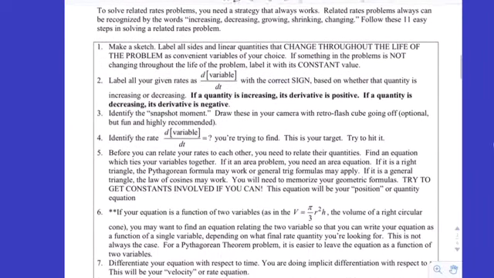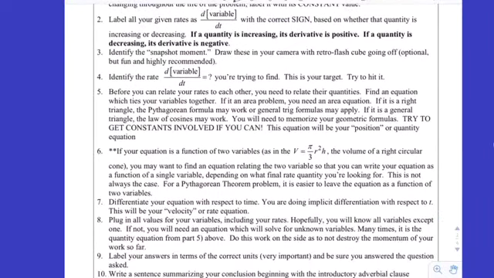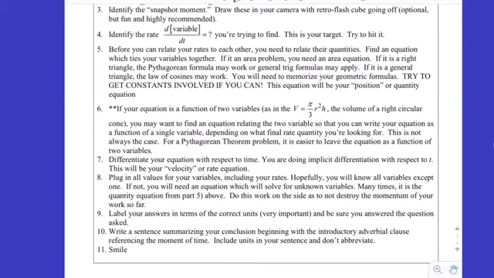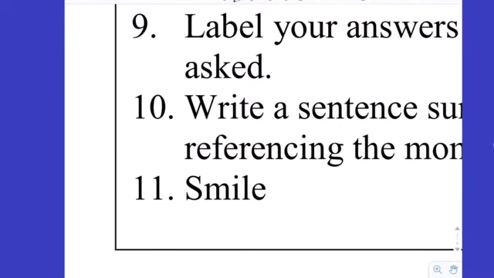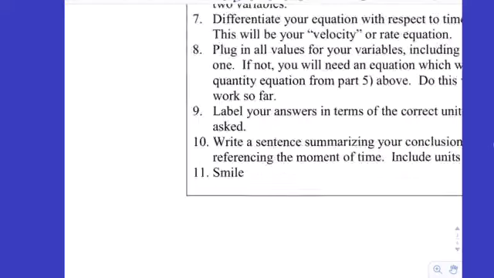All right, if you want to read all this, this is kind of a summary of all the fun stuff we just did. But again, notice the key at the end is to smile if you're not already smiling all the way through. Just don't forget to smile.